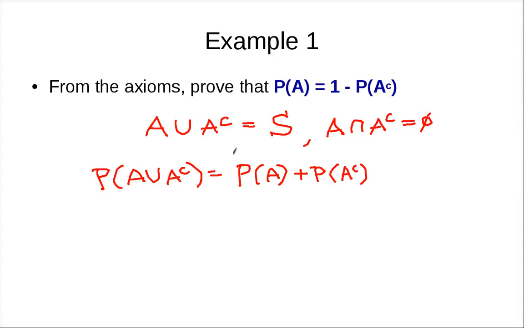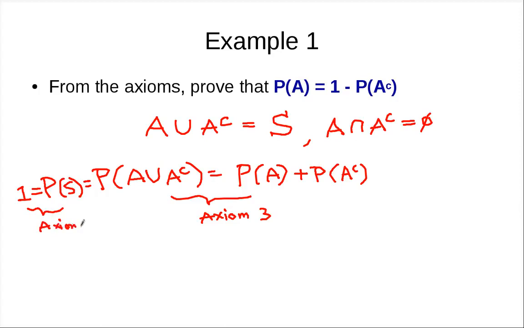And because the sets are equal, this is P of S, and this part is from axiom 3. But we know that the probability of S equals 1. This is from axiom 2. And you can solve this, right? 1 equals this, and so you get this equation.